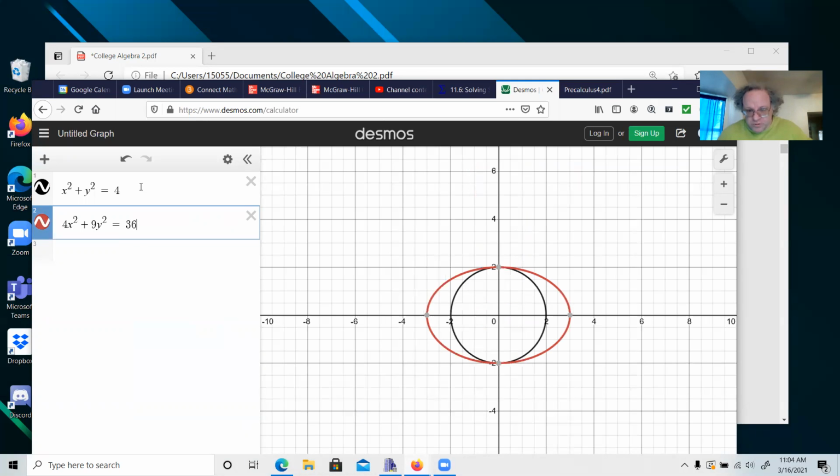So notice again, we get two solutions. We may have gotten no solutions if the circle was entirely inside of the ellipse. Or if it was a little bit bigger, we might get 4 solutions. In this case, we got 2. All right, so that's how we work these problems.